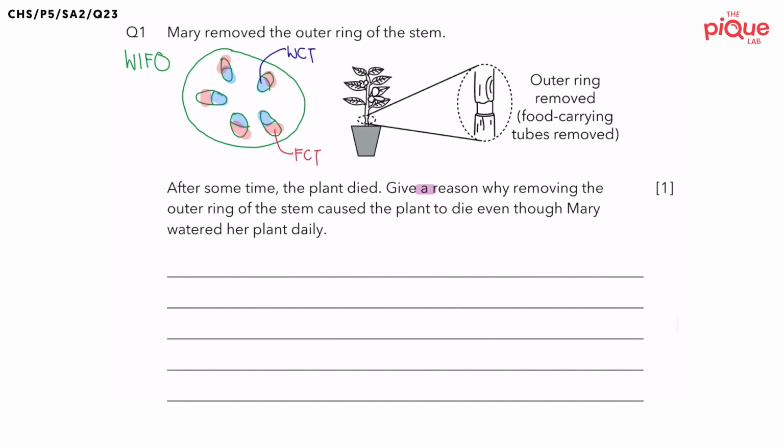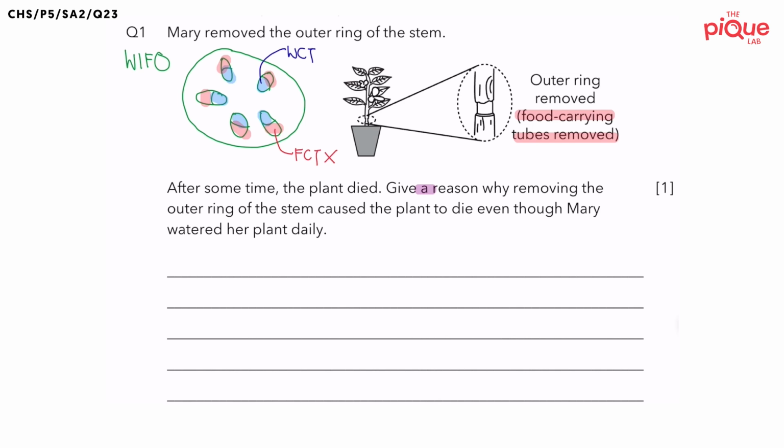Let's take a look at the diagram now. From the diagram, can you tell which tubes were removed? It is the food carrying tubes that were removed. So I will put a cross beside FCT to show that food carrying tubes were removed. And if the food carrying tubes were removed, which substance will not be able to be transported past the cut? It is food.